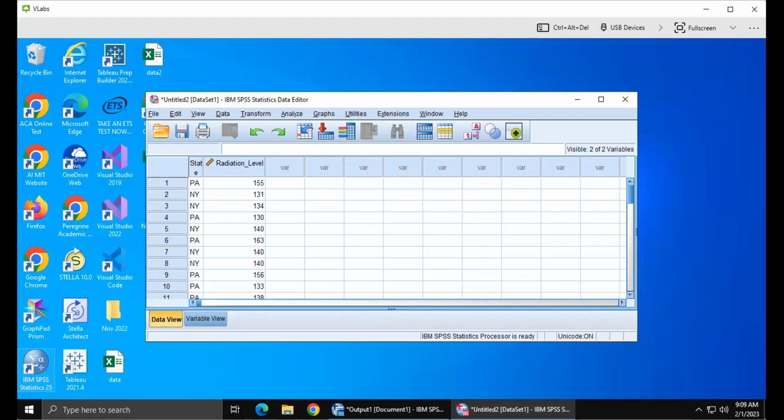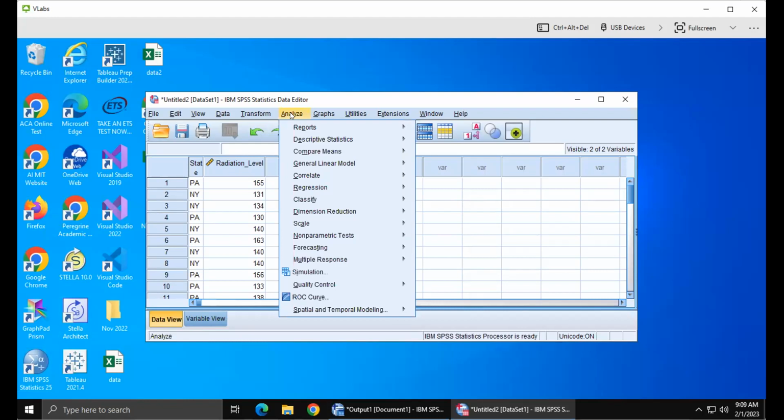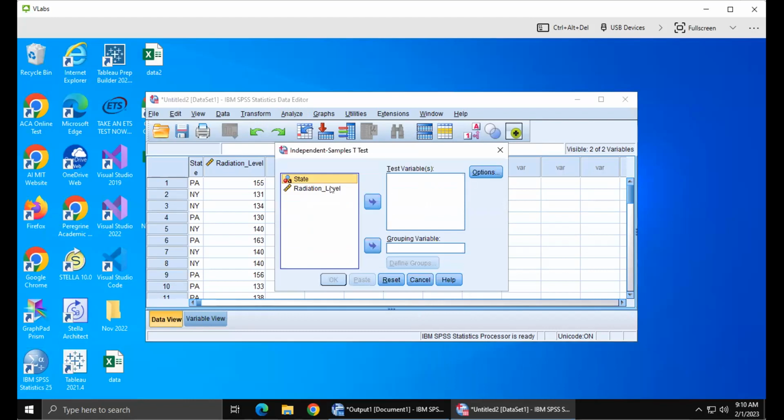So in order to perform our independent t-test, we go to Analyze and Compare Means, and we click on Independent Samples t-test. So the test variable is the either interval or ratio level measurement variable that we have, in this case, radiation level. And the grouping variable involves the two states that we're comparing, Pennsylvania and New York.